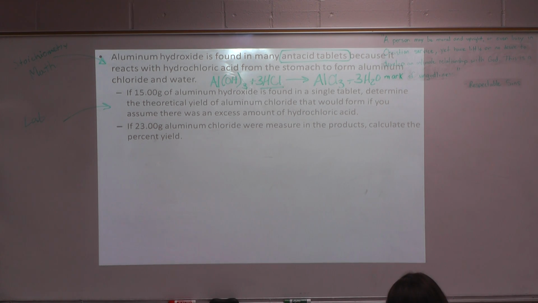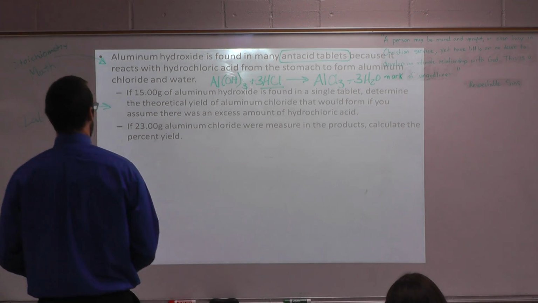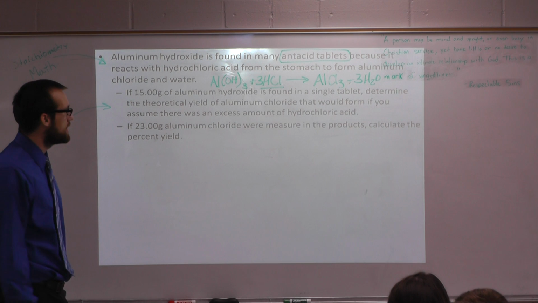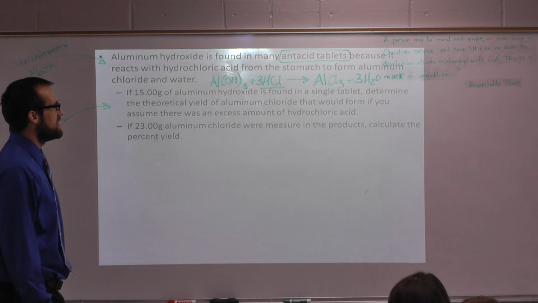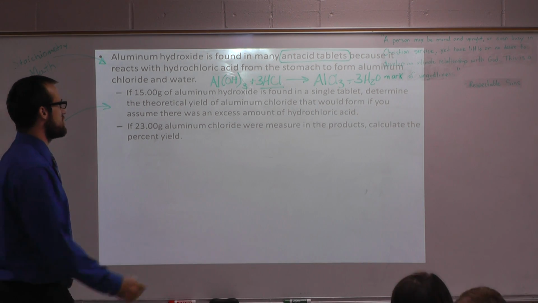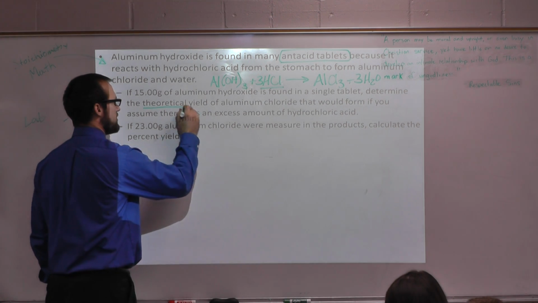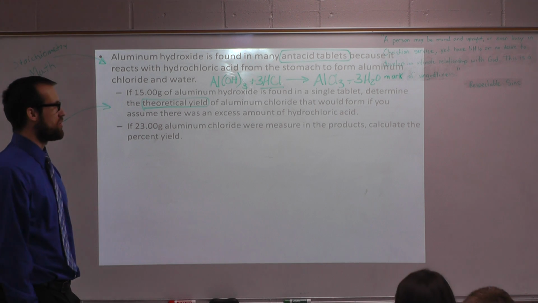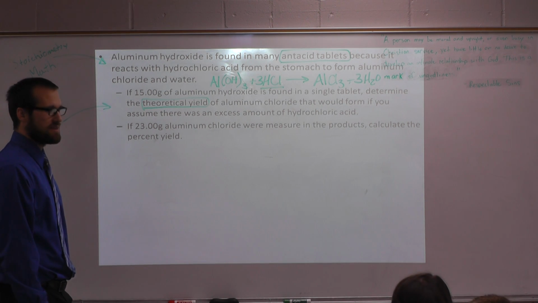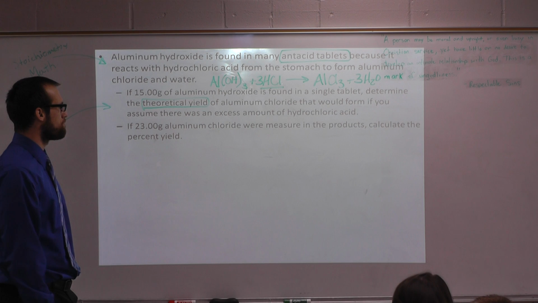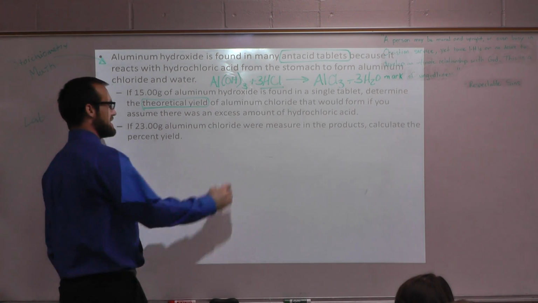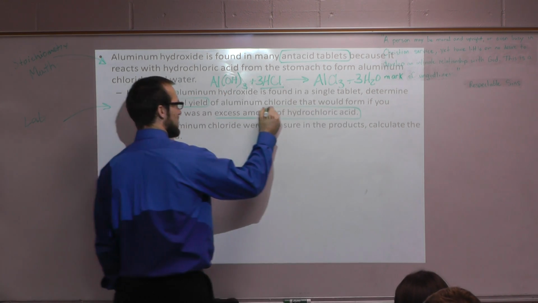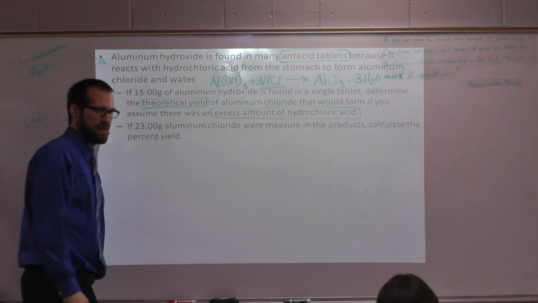Alright, now let's read the problem here. It says if I got 15 grams of my Tums, I call it that, I don't know if that's really what Tums is made up of, but okay? It's found in a single tablet. Determine the theoretical yield, or the stoichiometry math, or in theory, how much acid you can neutralize and how much aluminum chloride would be produced if you had excess amounts of hydrochloric acid. What is excess trying to tell us here?